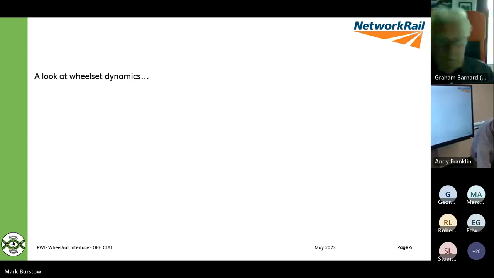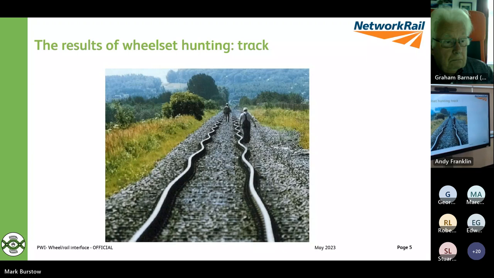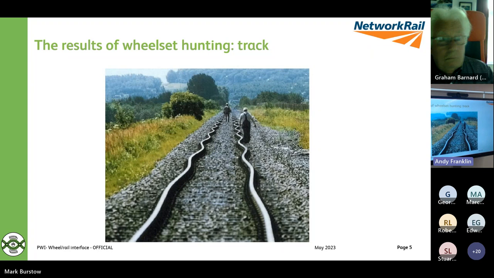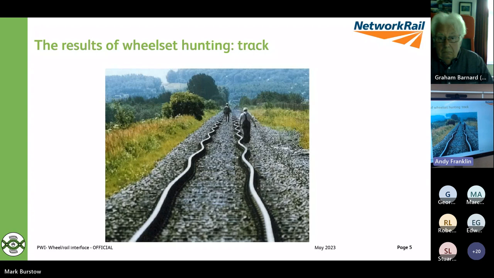Back on the screen. So we talked a bit about hunting. Hunting's not good, and that is what hunting does to the track. If you have a vehicle that's hunting, so the wheel sets are moving uncontrollably from side to side, and you haven't got good lateral resistance in your track, the motion of the wheel sets will imprint themselves on the track. And so you get this nice sine wave in the track.